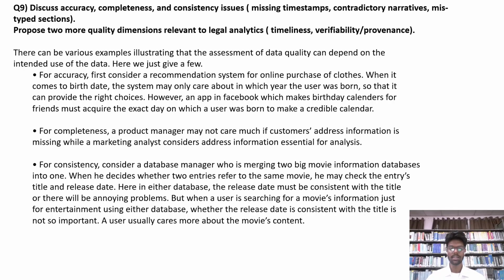And for consistency, consider a database manager who is merging two big movie information databases into one. When he considers whether two entries refer to the same movie, he may check the entries' titles and release dates. Here, in either database, the release date must be consistent with the title or there will be annoying problems. But when a user is searching for movie information just for entertainment using either database, whether the release date is consistent with the title is not so important. A user usually cares more about the movie's content.